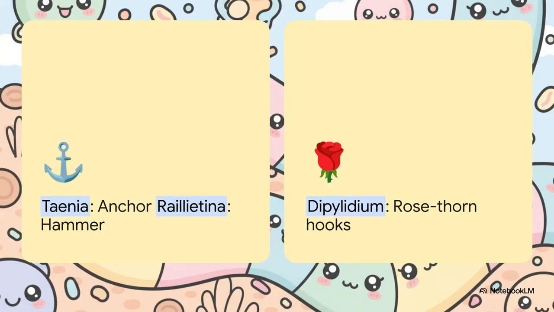So here is the absolutely crucial takeaway. Memorizing these 3 simple visual analogies will guarantee you confidently nail your head identification questions. Is it an anchor? Taenia. Is it a blunt hammer? Raillietina. Is it a sharp rose thorn? Dipylidium. If you can just remember anchor, hammer, and thorn, you are completely set.